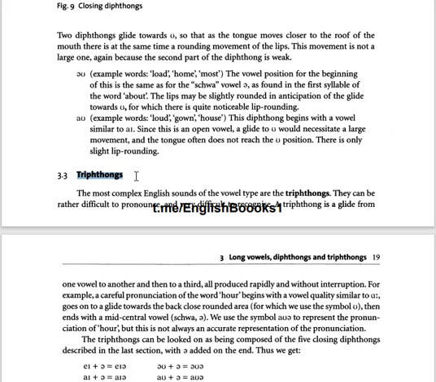That means three vowels. The most complex English sounds of the vowel type are the triphthongs. They can be rather difficult to pronounce.